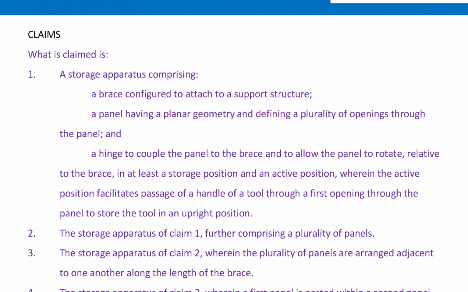And the active position is at a horizontal or approximately horizontal position so that tools can be stored through the panel in an upright position. And that's what it says here, wherein the active position facilitates passage of a handle of a tool through a first opening through the panel to store the tool in an upright position.